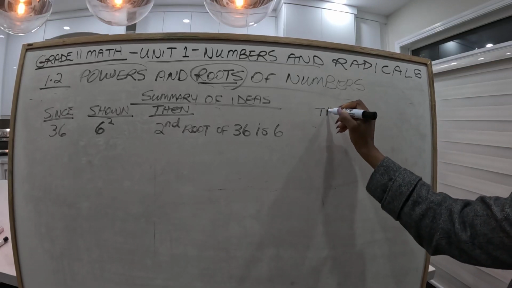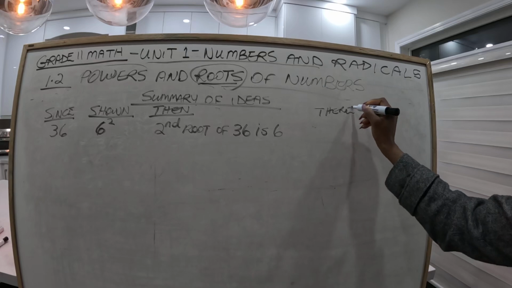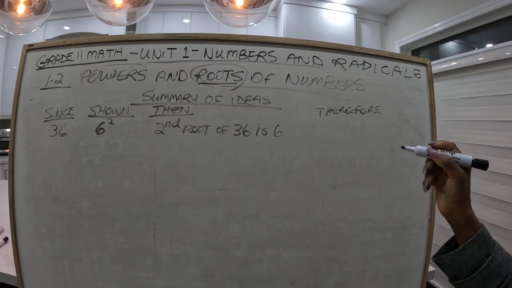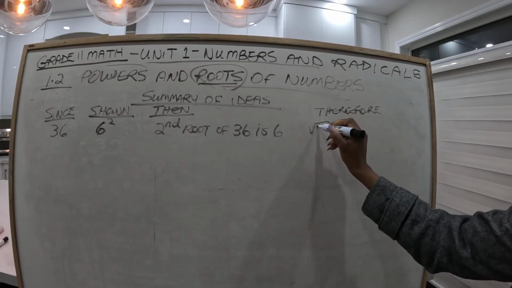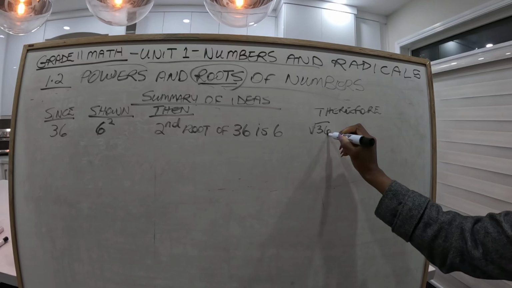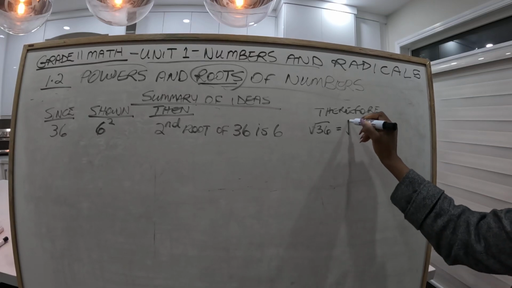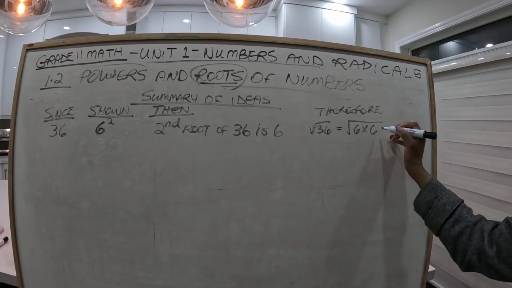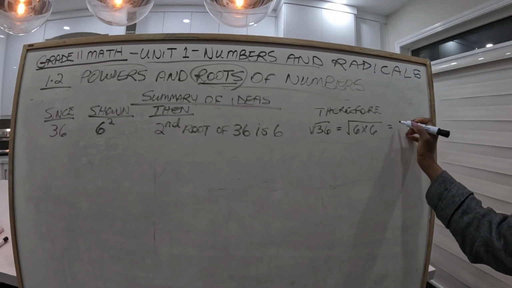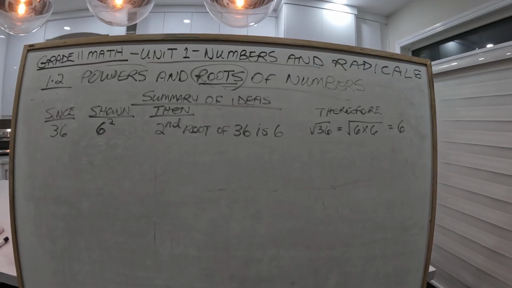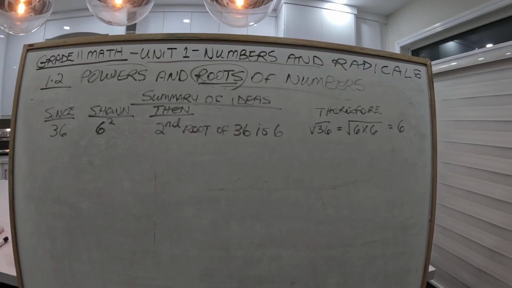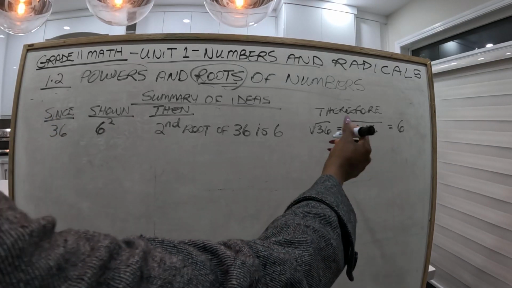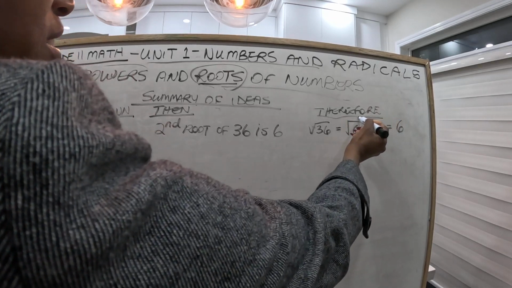Therefore, the square root of 36 is equal to 6 times 6, which means it's equal to 6. Okay? I hope that's clear. So this is just moving from squares to square root, just to understand the connection, because it is connected.